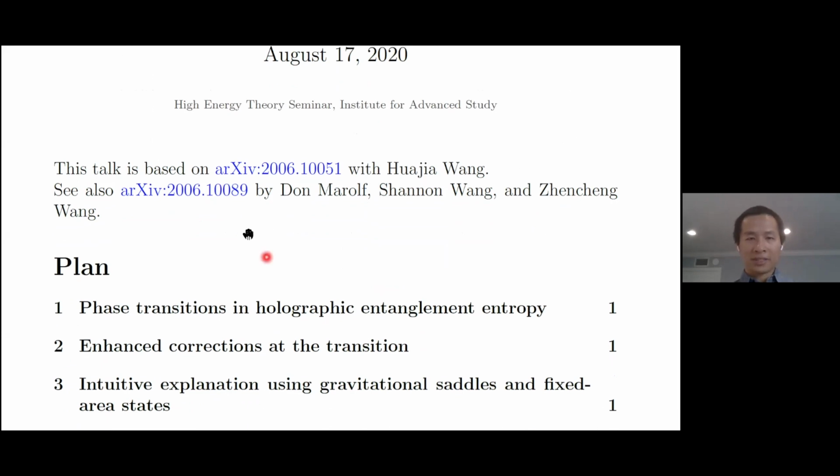I'm using this spotlight, the red dots on the screen, to highlight any area that I want to point to. So let me know if you cannot see the red dot.